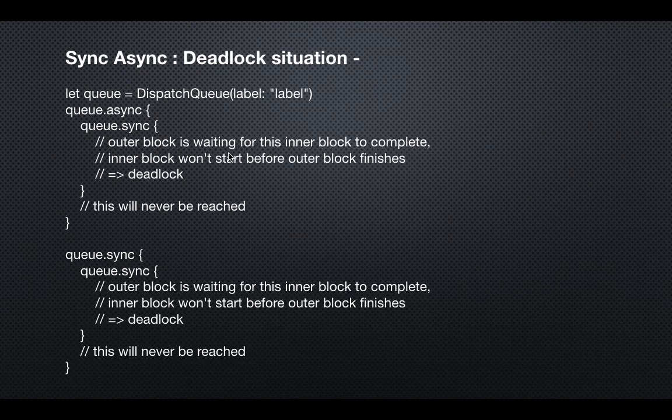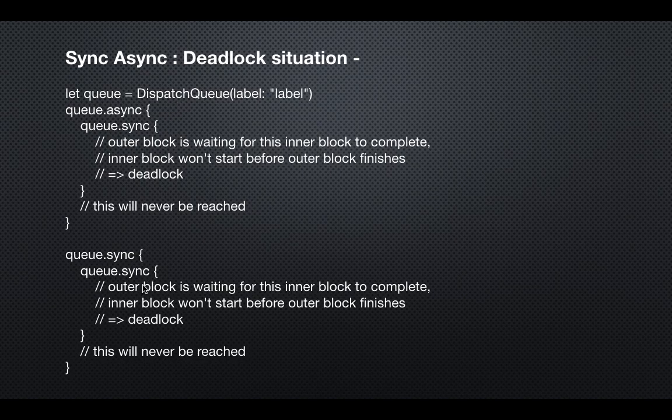The outer block starts waiting for the inner block to complete. So this block will wait for this block to complete, and the inner block won't even start its process before the outer block is finished. So the inner block is waiting for the outer block, and the outer block is waiting for the inner block, and that is why this deadlock situation comes. We'll never come out of this, and there will be a deadlock. So whenever you call synchronous inside asynchronous, it will create a deadlock situation.